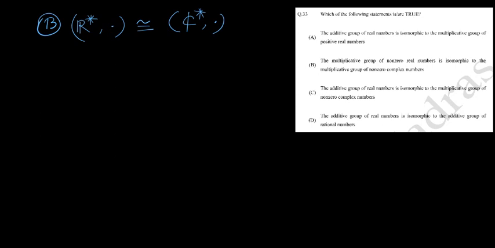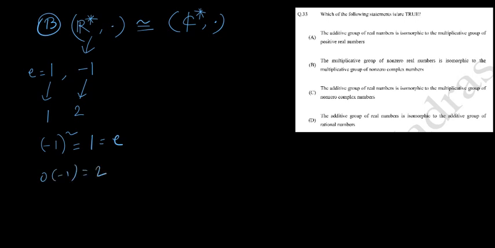Listen, in R star, the identity is 1, and the order of the identity element is 1. The order of -1 is 2, because -1 squared equals 1. In R star under dot, there are only two finite order elements, 1 and -1. Other elements are of infinite order.